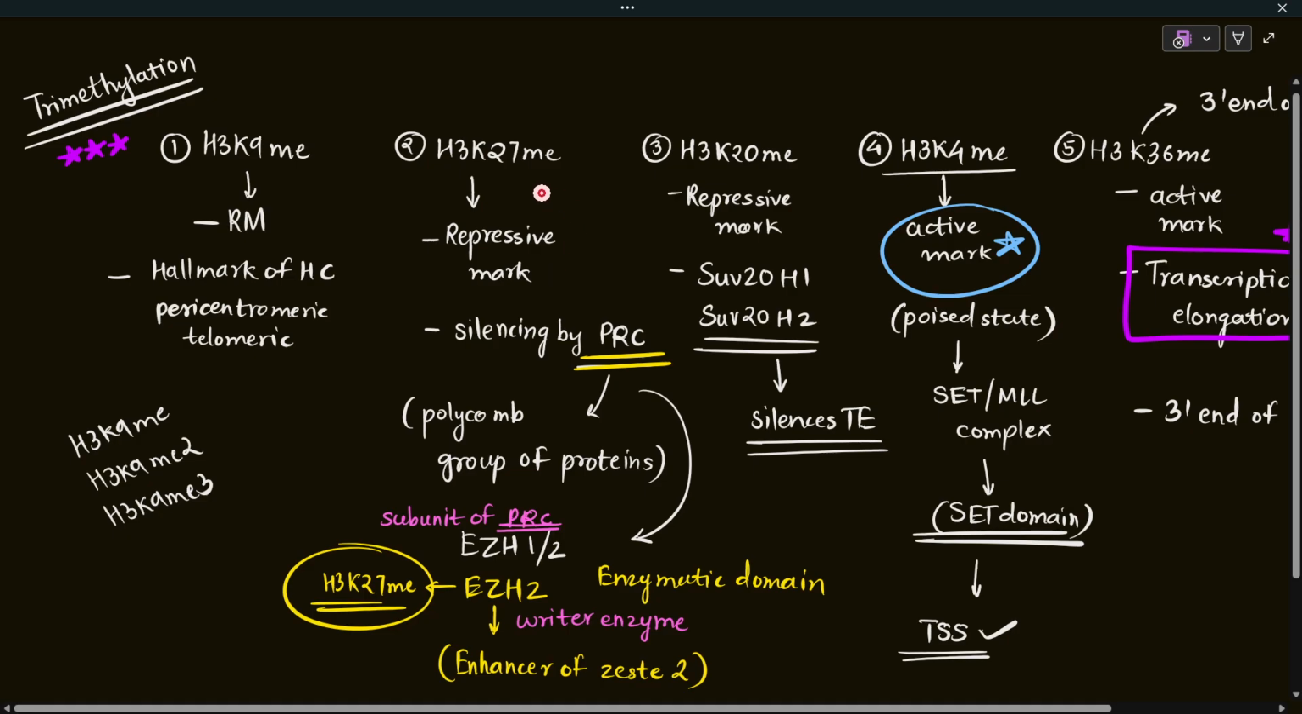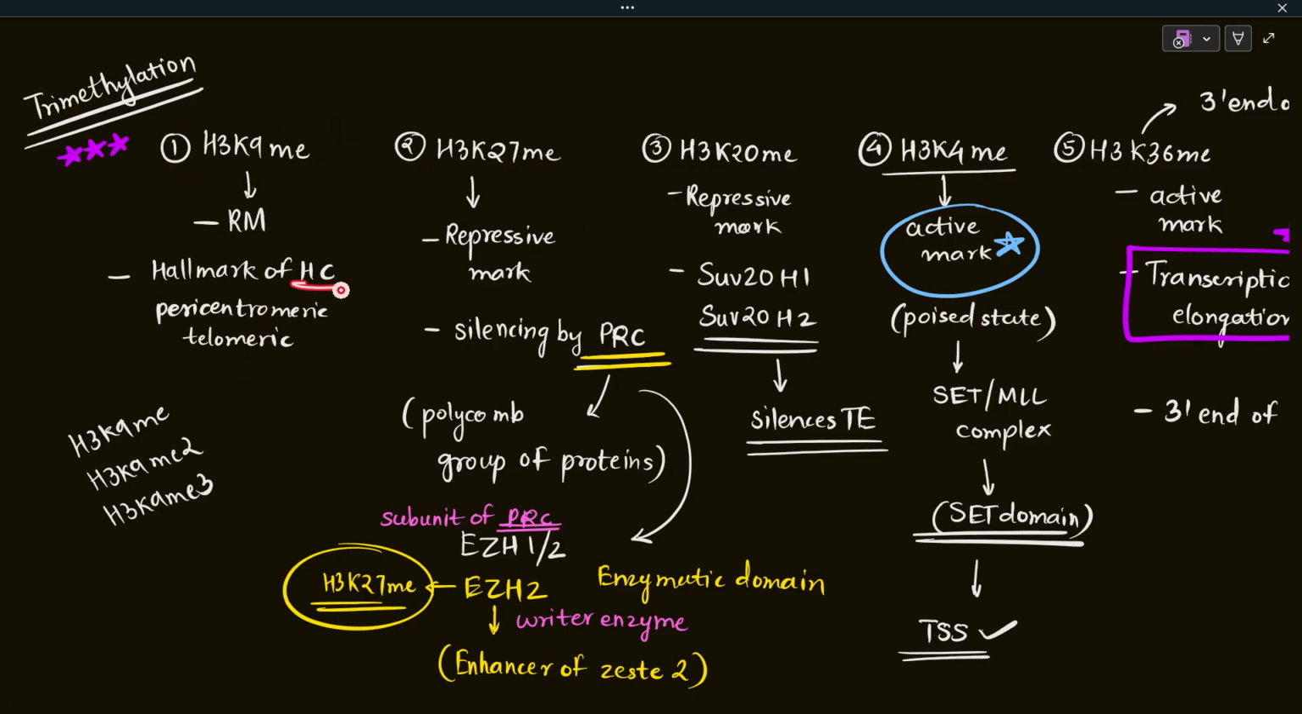The H3K9 methylation mark is the hallmark of heterochromatinization, and it recruits the HP1 protein, while H3K27 methylation is the hallmark of gene silencing by the PRC complex. H3K20 methylation is also a repressive mark. It is done by SUV20H1 or SUV20H2 enzymes.